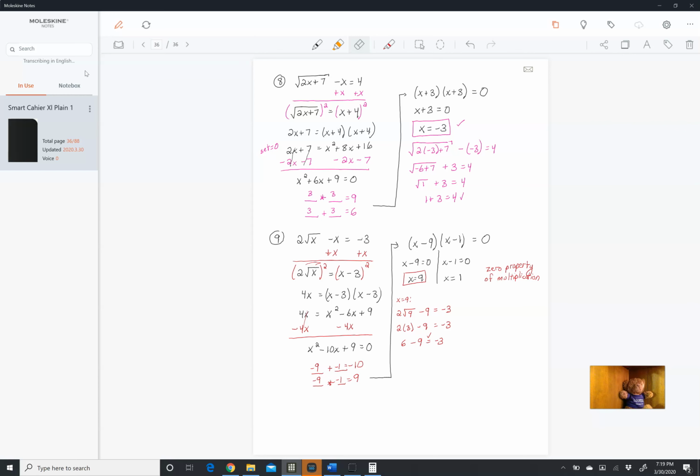Okay, let's take the other one. x equals 1. So just be careful when you plug this in that every x is being switched to a 1. That can be a typical mistake, that somebody will plug in a 1 here, but then plug in a 9 here. Okay, all x's get replaced with a 1. So 2 times the square root of 1 minus 1 is equal to negative 3. 2 times 1 minus 1 equals negative 3. And you can probably already see that this gives us something extraneous.